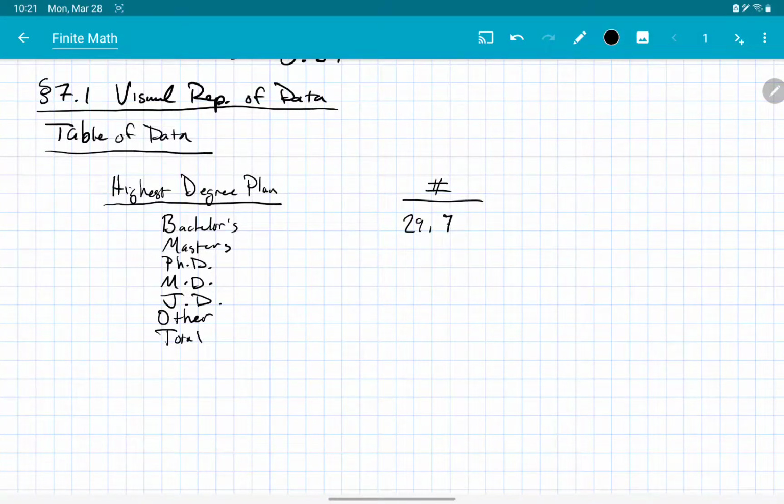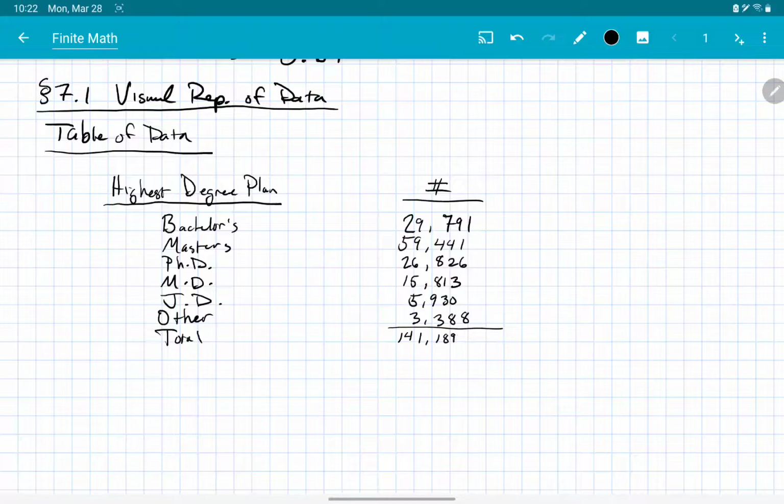So 29,791 say they're going to stop with their bachelor's. 59,441 say they're going to stop with their master's. 26,000 fools say they will get a PhD. 15,000 say they're going to get their medical degree. 5,930 say they're going to get a law degree. And this basket of other degrees has 3,388 people in it, for a total of 141,189 students. That was the total that was polled.